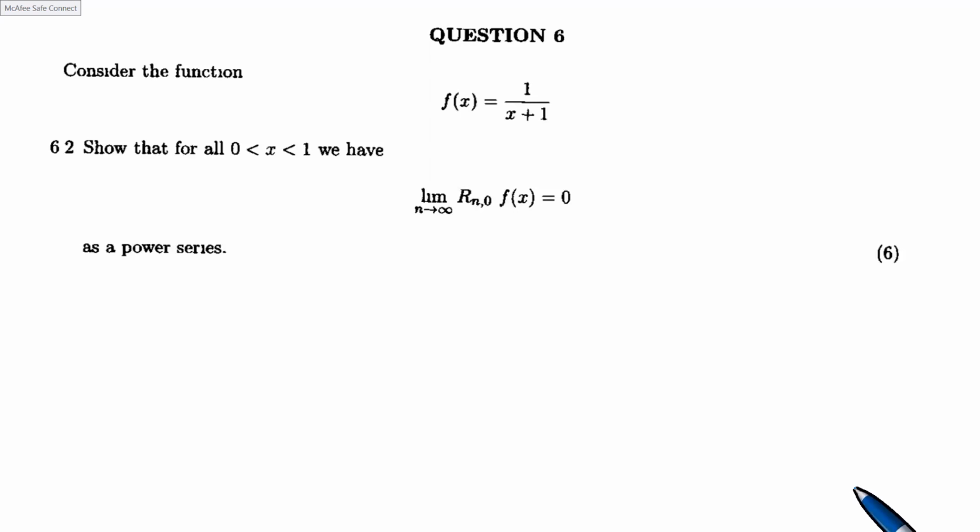Right, so in this question, 6.2, we consider the same function. But now we're saying for all x that lies between 0 and 1, we have to show that the limit as r approaches infinity of the remainder term is 0. And you need to show that we have these equal to 0 as a power series.